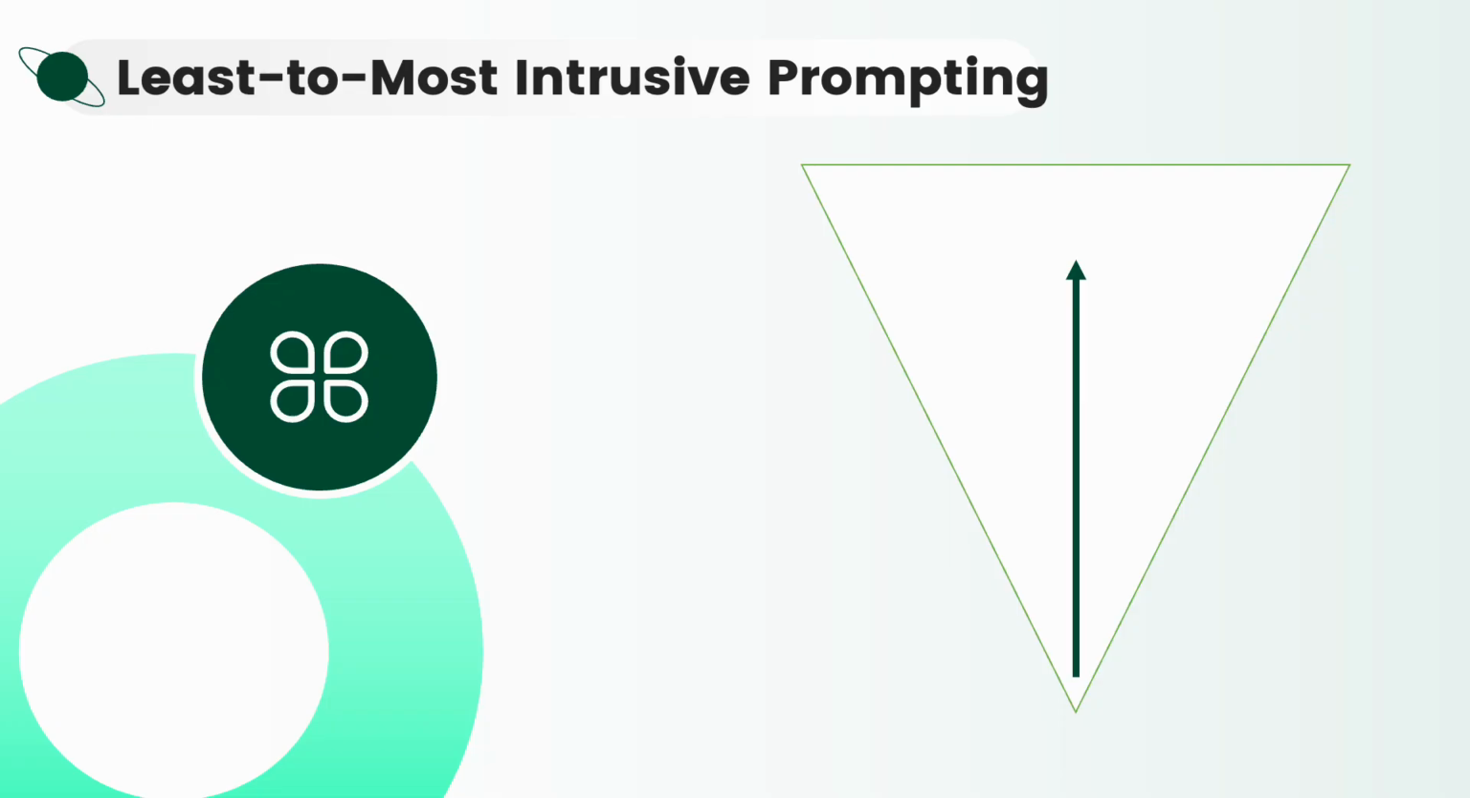Here's an example. Let's say we're teaching clap hands. Trial 1, you say it and wait. If they don't respond, you model clapping. If still no response, you guide them physically, then reinforce.